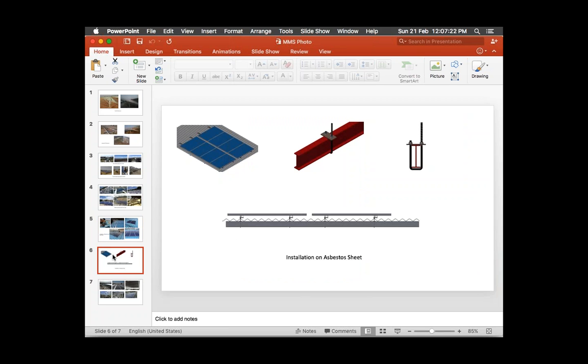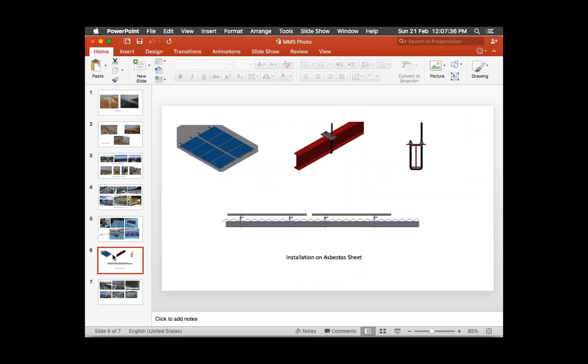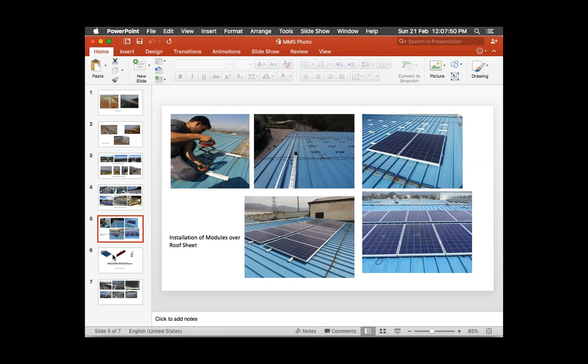In this case we are not loading the sheet. One thing you will observe in this slide is that we are not loading the modules directly on the sheet. However, in this kind of design, the bolt will come out of the roof and it will be loaded on the truss work, the actual truss work below this roof. So in this case, the sheet strength doesn't come into the picture much. So this is a kind of structure which can be used for asbestos also.